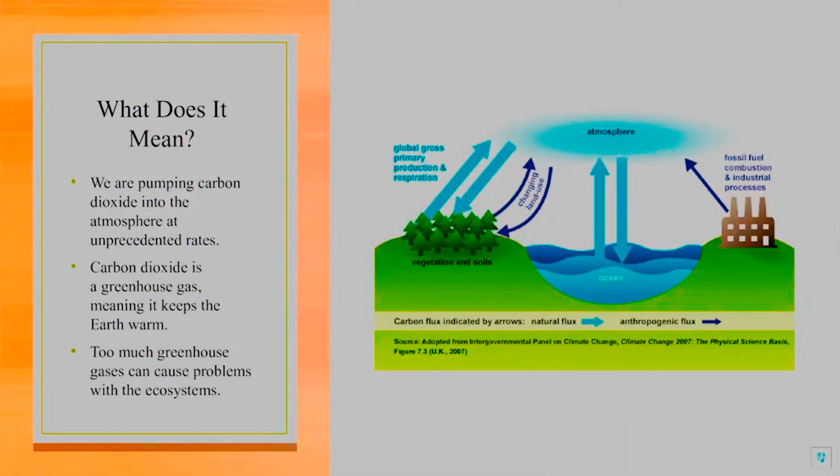What does it mean? We are pumping carbon dioxide into the atmosphere at unprecedented rates. Carbon dioxide is a greenhouse gas, meaning it keeps the Earth warm, but pumping too much into our atmosphere can cause the Earth to warm up faster than usual, causing problems with our ecosystems.